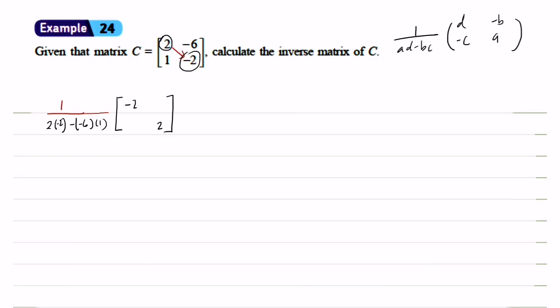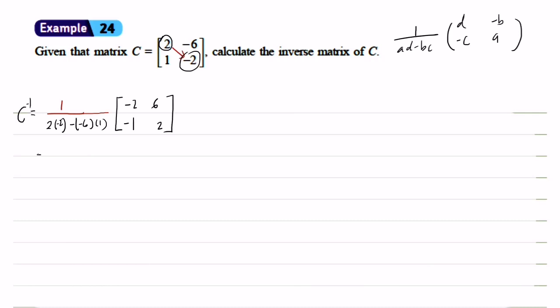And the other elements you multiply with negative 1. So negative 6 times negative 1 is positive 6. And normally I will say, if the number is negative, you change to positive. If the number is positive, change to negative, because 1 times negative 1 is negative 1.